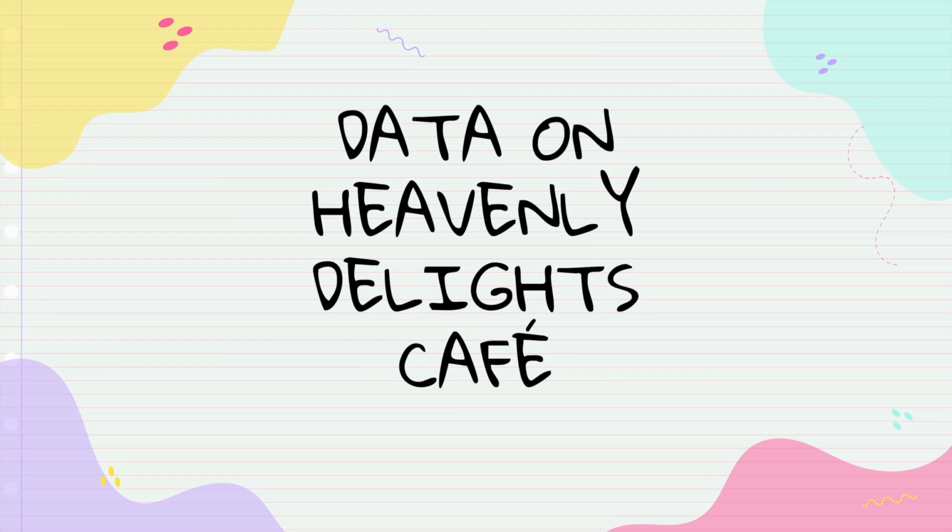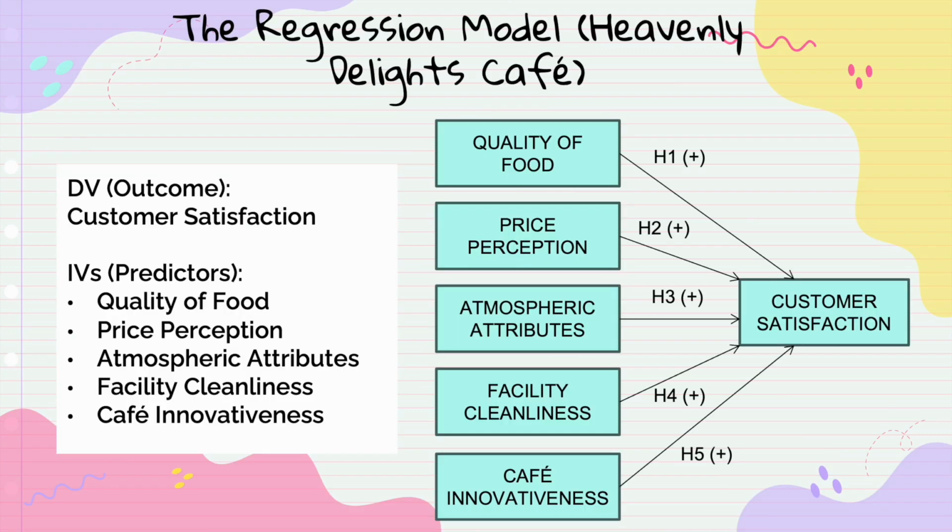Let's look at our regression model for Heavenly Delights Café. Our dependent variable, the outcome we want to predict, is customer satisfaction. We have 5 independent variables: quality of food, price perception, atmospheric attributes, facility cleanliness, and cafe innovativeness. Each arrow represents a hypothesis suggesting a positive relationship with customer satisfaction.